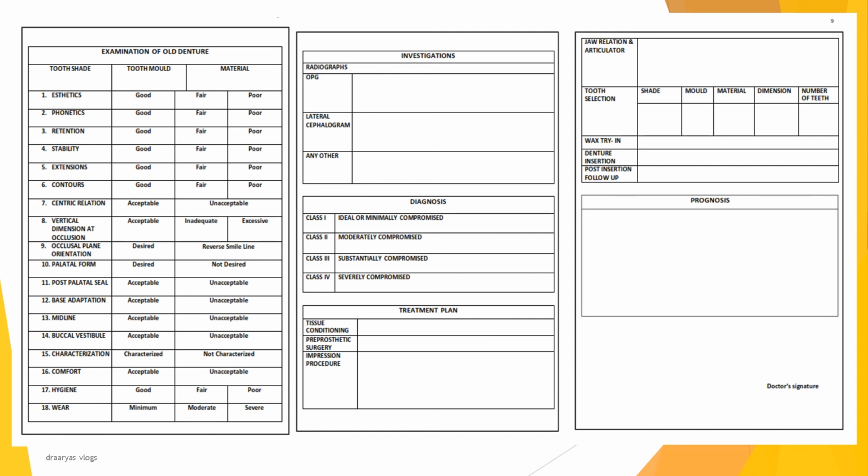Then finally concluded with the diagnosis, that is class 1 ideally or minimally compromised, class 2 moderately compromised, class 3 substantially compromised and class 4 severely compromised. Then at last the treatment plan, that is tissue conditioning, pre-prosthetic surgery, impression procedure, jaw relation and articulator, then tooth selection, wax try-in, denture insertion, post-insertion follow-up, then finally prognosis. That's all about the diagnosis and treatment planning in completely edentulous patients.